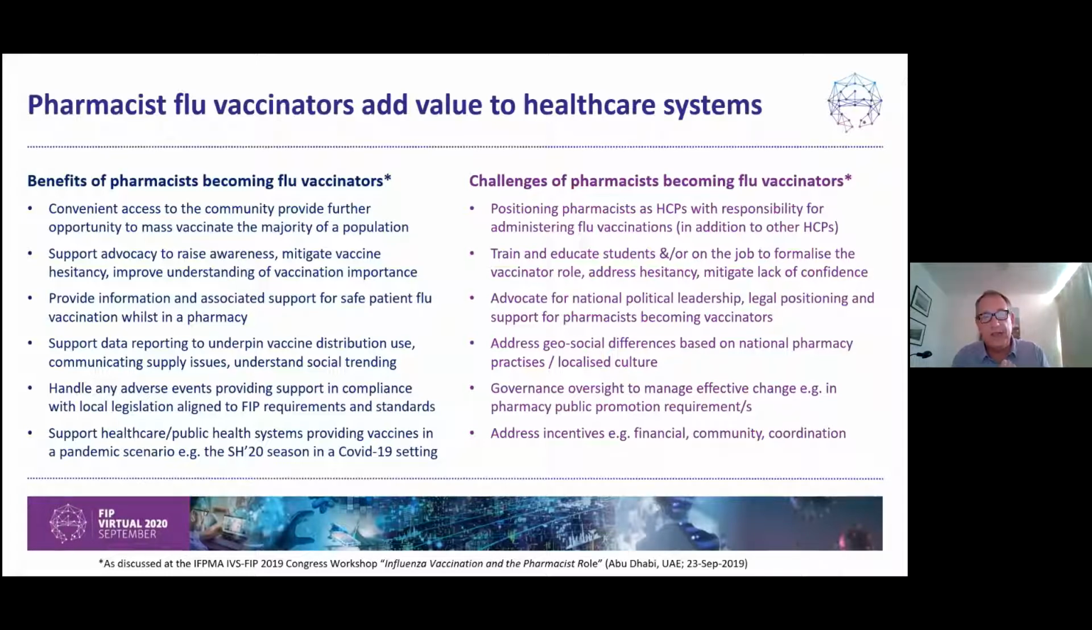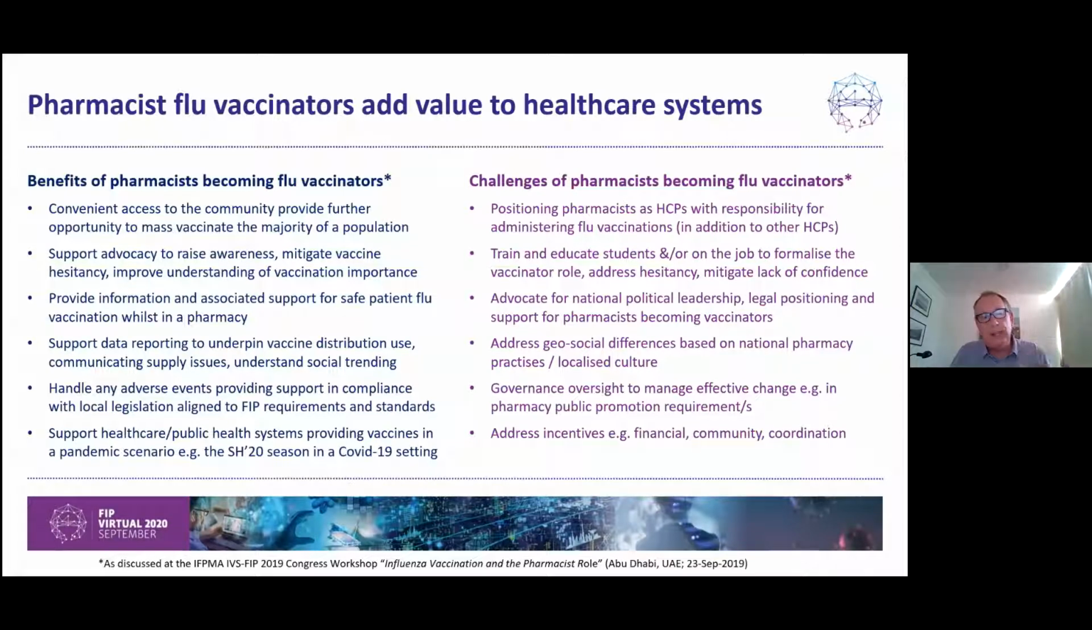In the discussions last year, we talked about the challenges of pharmacists becoming flu vaccinators, positioning pharmacists as additional healthcare professionals with responsibility for administering flu vaccinations, getting that recognition. It's the training and the education, not just of pharmacists, but of society, of communities, of healthcare professionals, of leading national political figures, legislative positioning and support to pharmacists becoming vaccinators. It's addressing geosocial differences and providing that government oversight and addressing incentive aspects.